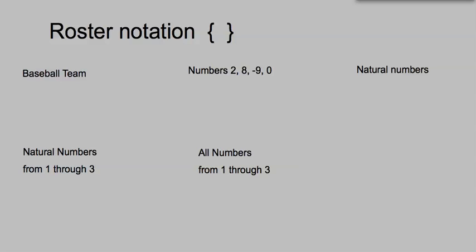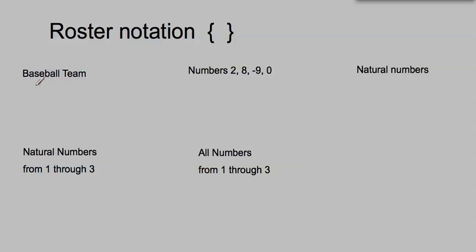When I look at roster notation, the way that we write it is by using two what we call braces. We're going to open it with a brace and close it with a brace. And in those braces, all we're going to do is list every member, every element, of the set that we're talking about. And it's called roster notation. We can think about it just like we think about the roster on a team.